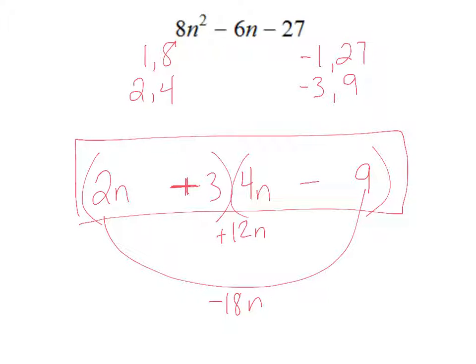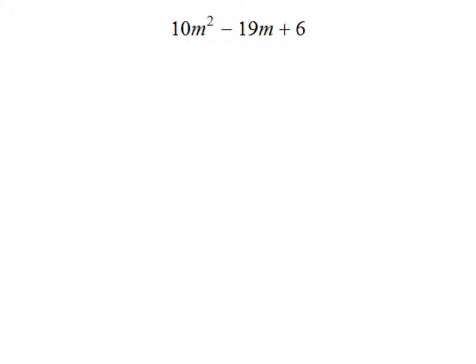All right, I have one more for you. Okay, here's our last one. And again, I'm going to have you try it on your own. You're going to start off and look at what your factors are. So it's 1 and 10 or 2 and 5. Factors of a positive 6 could be 1 and 6. Now, they could both be positive or they could both be negative. Because this is a positive, my signs have to be the same. They're both going to be minus, minus. Or it could be a minus 2, minus 3.